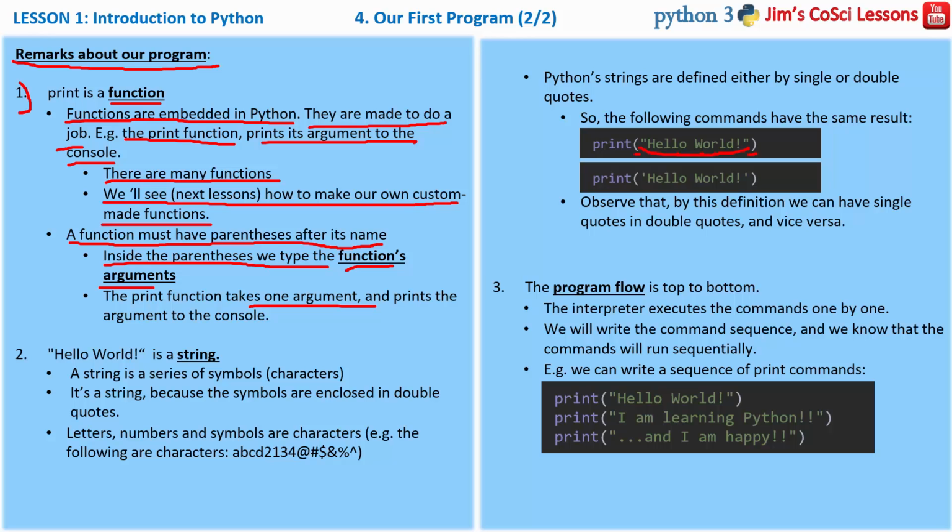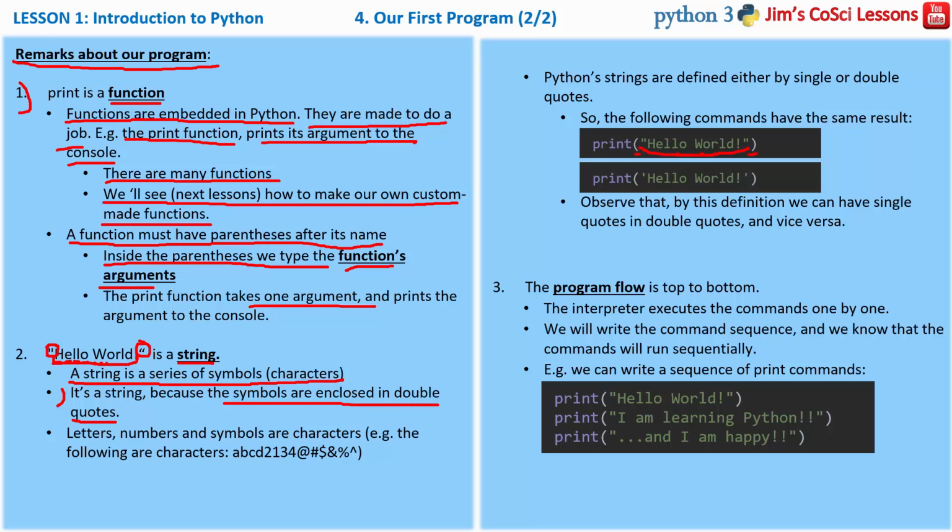The second definition is the definition of a string. A string is a series of symbols, of characters. You see here that we have a series of characters, the character H following the character E, double L, O, etc. It's a string because the symbols are enclosed in double quotes. The characters by themselves don't say anything, but if you enclose these characters in double quotes, then it becomes a string.